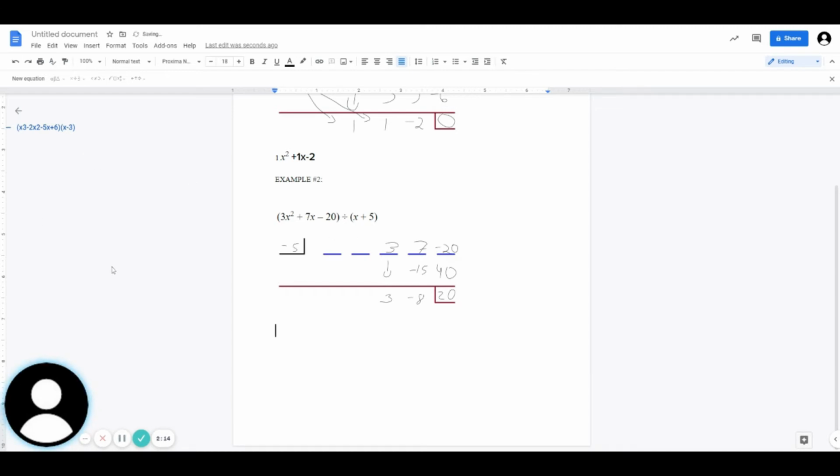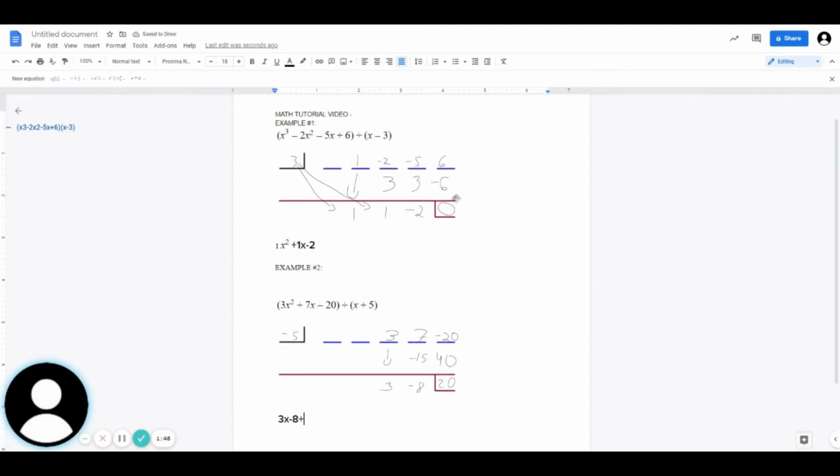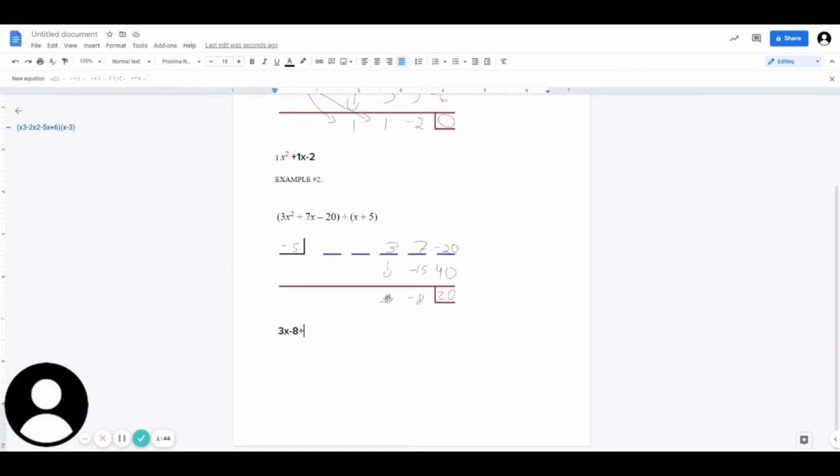Which is pretty simple. We'll put this 3 here, which is 3x, right? Minus 8, right? And this 20 here, we'll just put positive 20, but because it's not factorable, it's a bit more complicated. So you cannot do it like it was in this one, because we just ignored the 0.